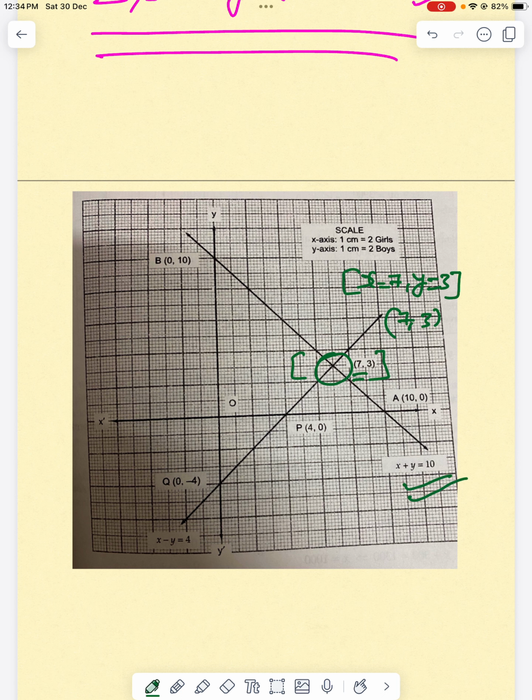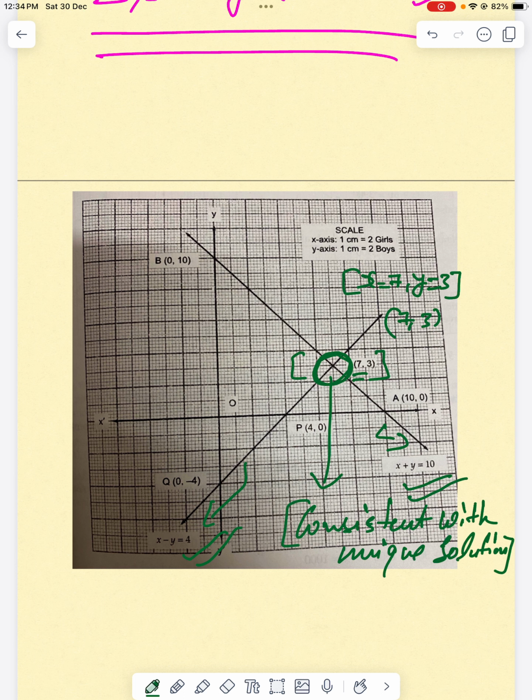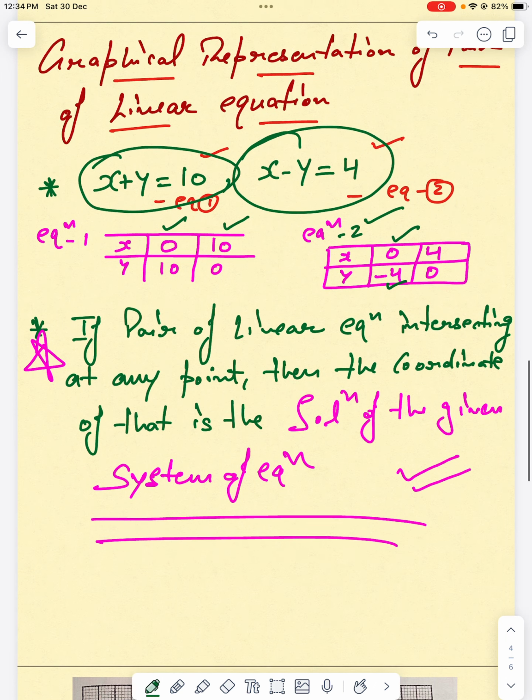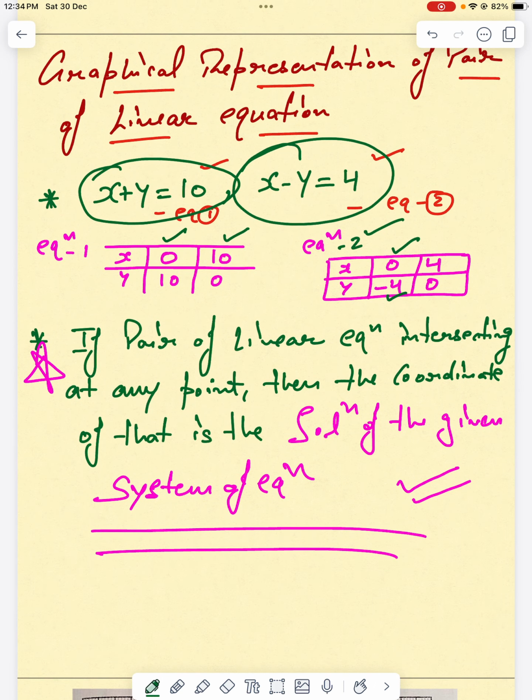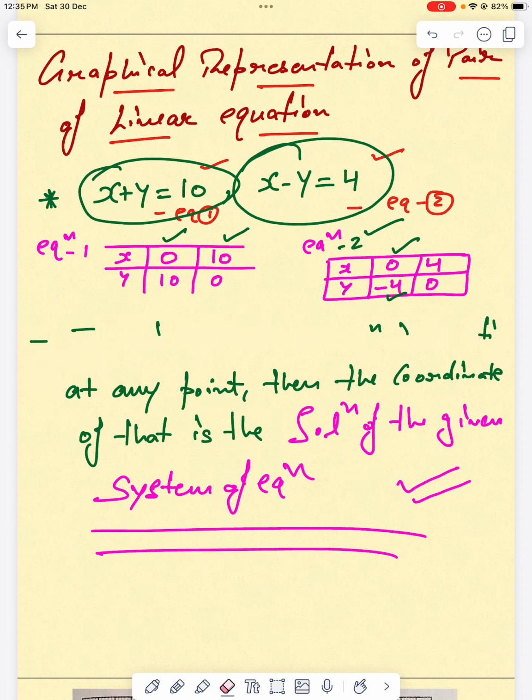This is x plus y is equal to 10 when you plot it graphically, and this graph is x minus y is equal to 4, right? So since they are intersecting at only one point, the given pair of linear equations is consistent with a unique solution, right? This is one way to find whether the system is consistent or has a unique solution. Okay, one more thing I will tell you.